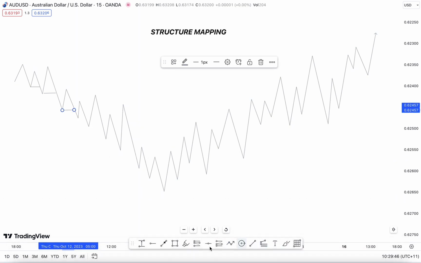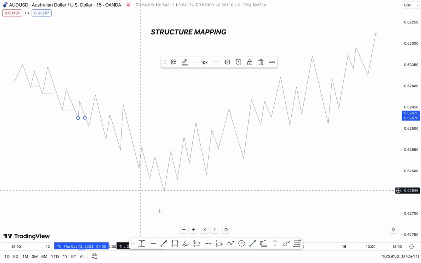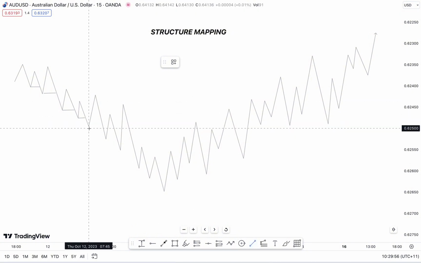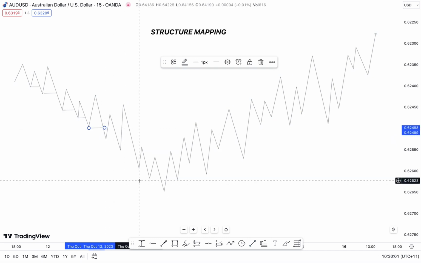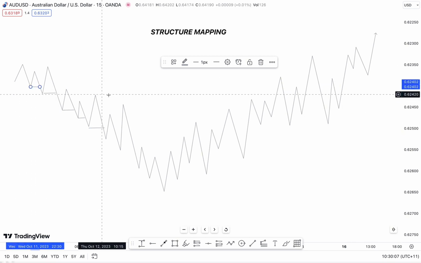This is a recipe for failure. If you want to fail in the forex trading business, map structure like this. They mark this and we call this break of structure, whilst in reality, this is just nonsense. I see a lot of traders marking this.